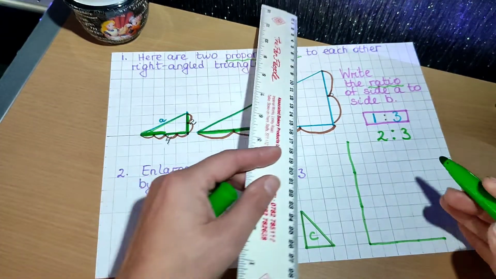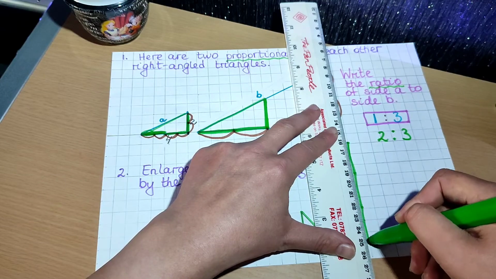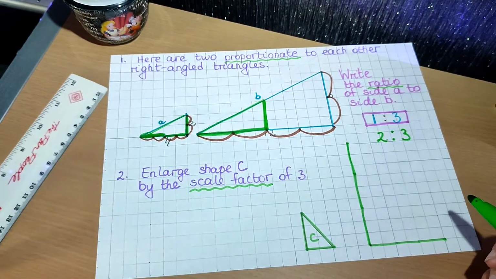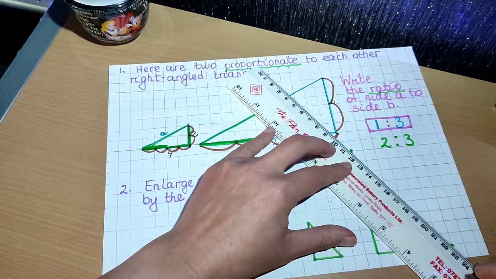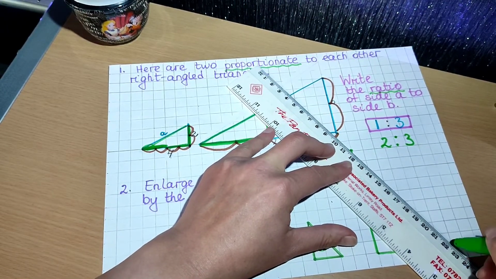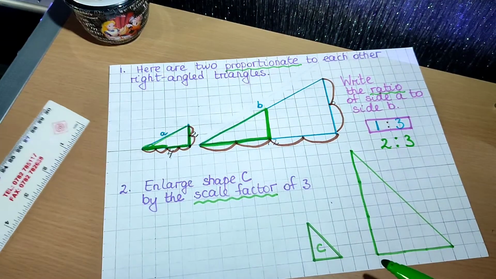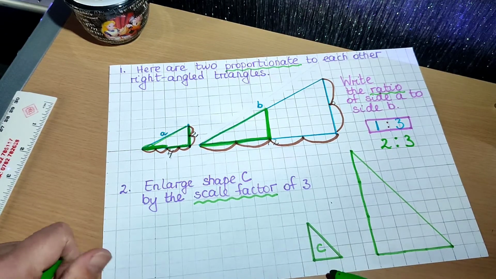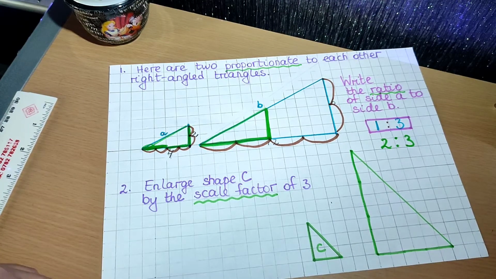You'll have to use a ruler, obviously. I'm just showing you without a ruler, which I'm being a bit naughty. And you just join these 2 leftover points. So what you've done, you've enlarged shape C by scale factor 3. So you multiplied each side by 3 and you drew a new shape.